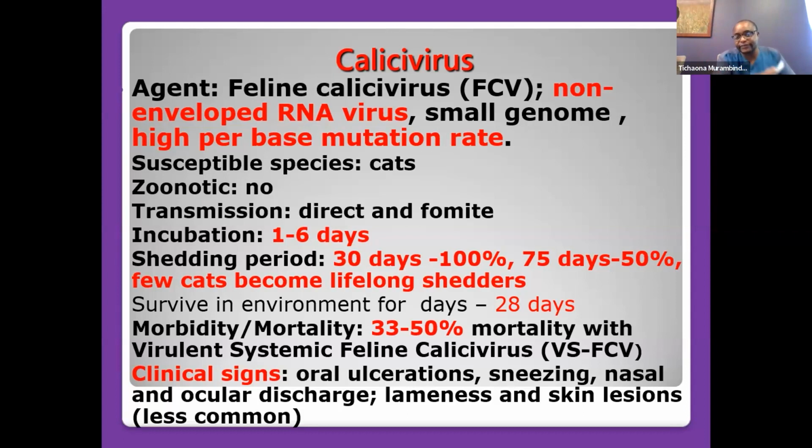And then after 75 days, 50% will still shed. And then a few cats remain lifelong shedders, which means that this particular virus, you already understand that it's a difficult one, it's difficult to even disinfect. And now you understand that when the animal has it, they are shedding it. Some of these remain shedding for the rest of their lives.